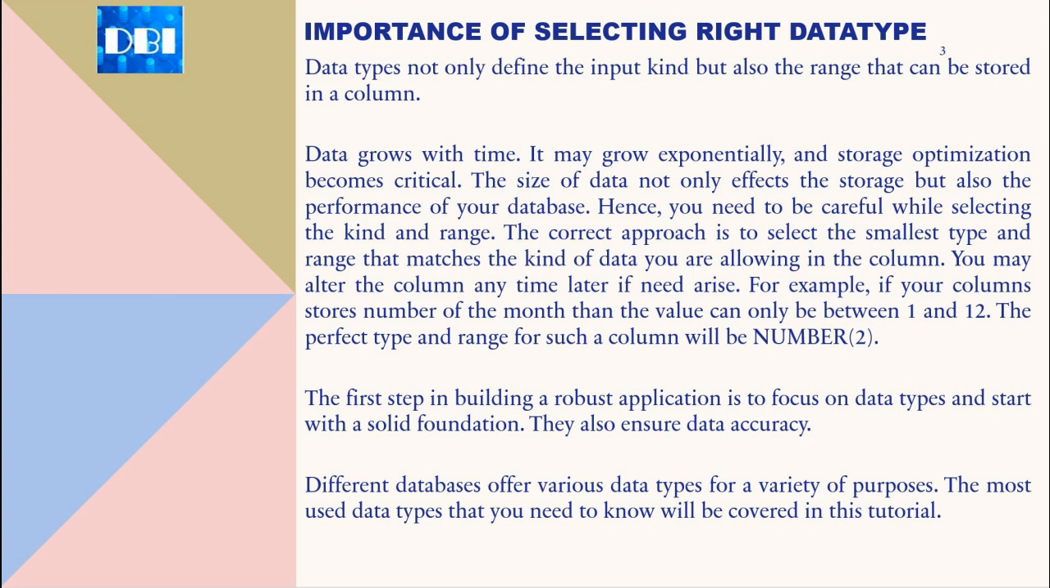For example, if your column stores number of the month, then the value can only be between 1 and 12. The perfect type and range for such a column will be number, 2. The first step in building a robust application is to focus on data types and start with a solid foundation. They also ensure data accuracy. Different databases offer various data types for a variety of purposes. The most used data types that you need to know will be covered in this tutorial.